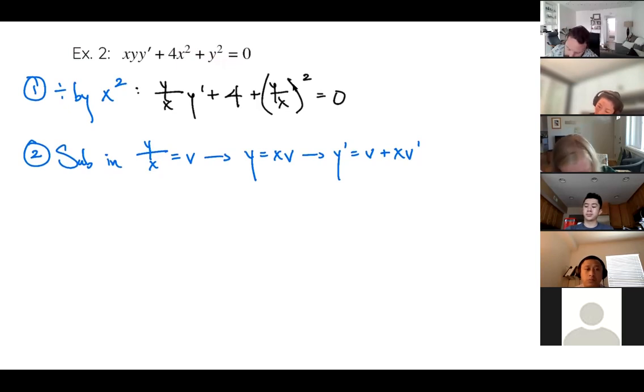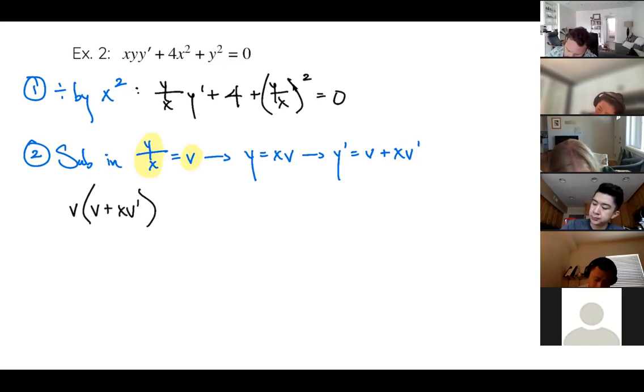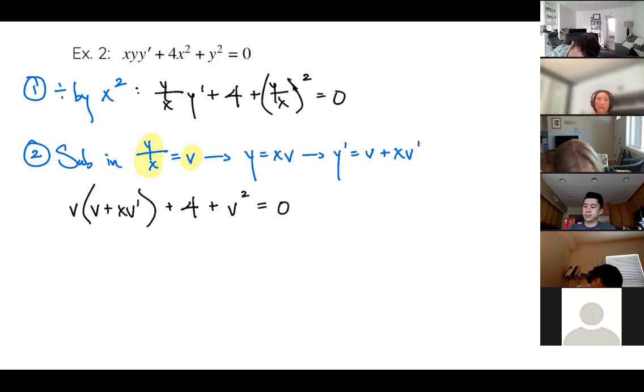Let's see, we chose yellow for that. So y over x will become v. And so we're going to get v, and instead of y prime, I'm going to write v plus xv prime, plus 4 plus v squared equals 0. Okay. So once we divide by x squared and then make our substitution, we get something like this, which turns out is going to be separable. Okay.